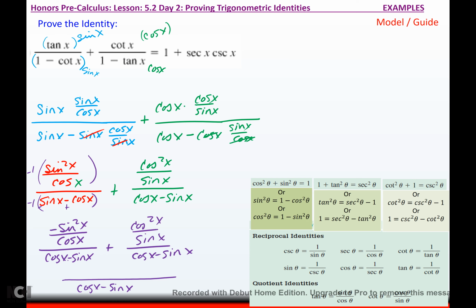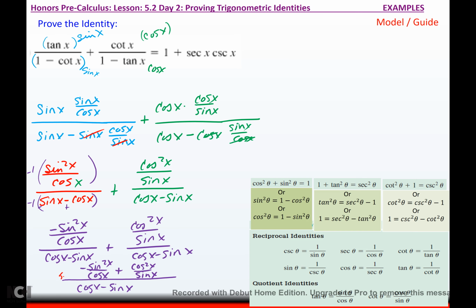and on top I'm going to have negative sine squared x over cosine x plus cosine squared x over sine x. Alright, so now what am I trying to do? Okay, so then what I did was, I need to get a common denominator on top.